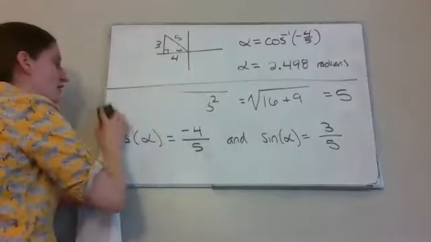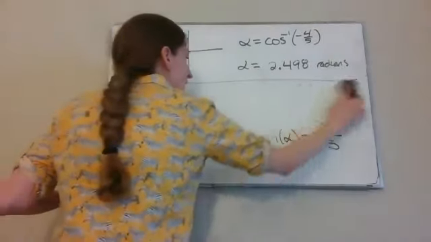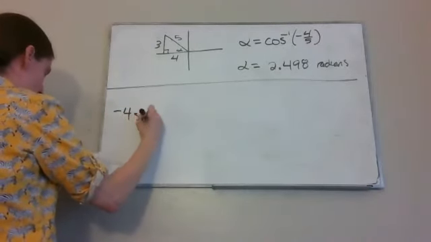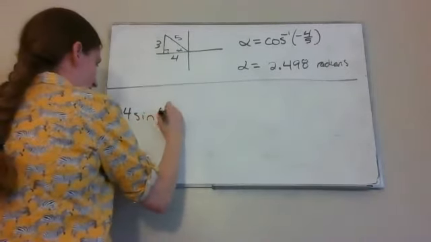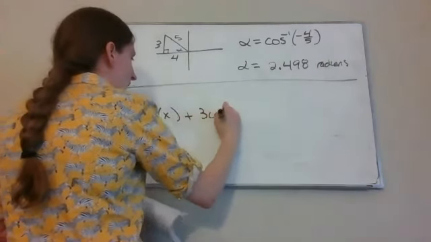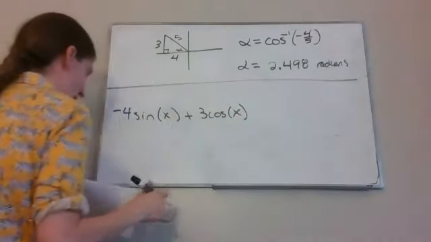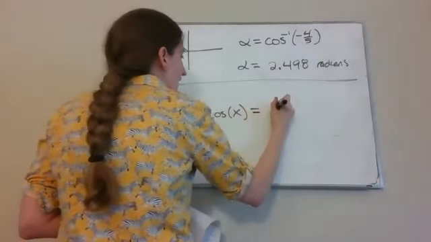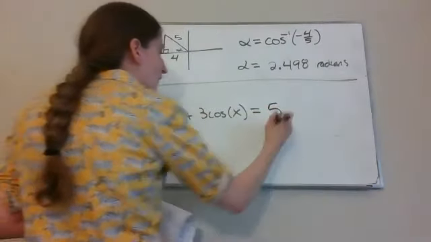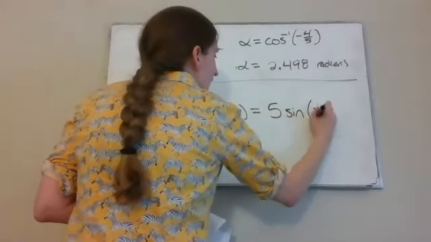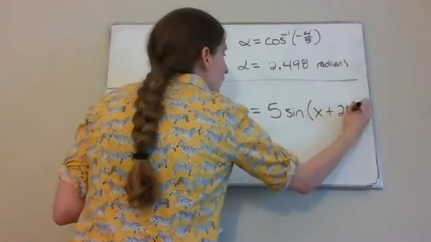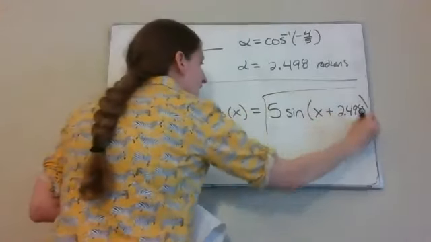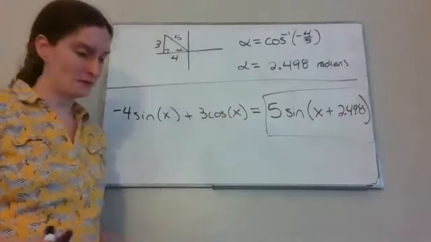And that means if I'm going to write my original expression, which was -4 sine of x plus 3 cosine x, in the form k times sine of x plus alpha, I get my k, which was 5, times sine of x plus 2.498 in radians. And that is the final answer for that one.